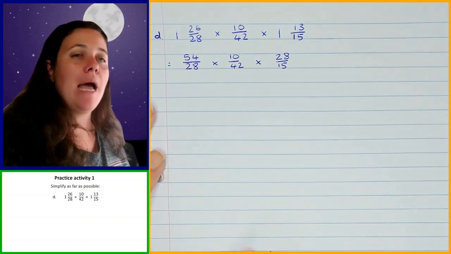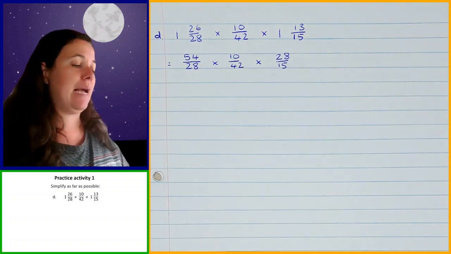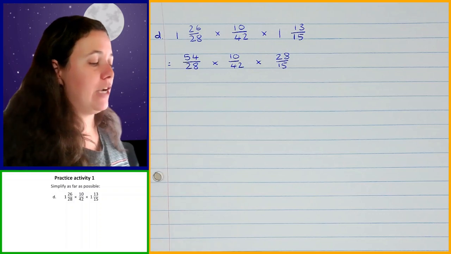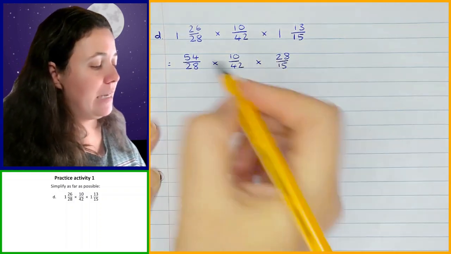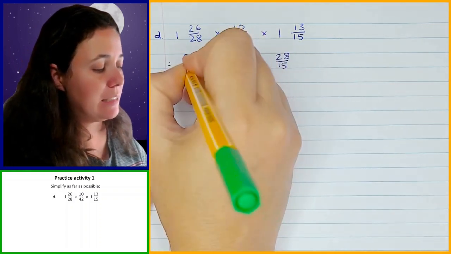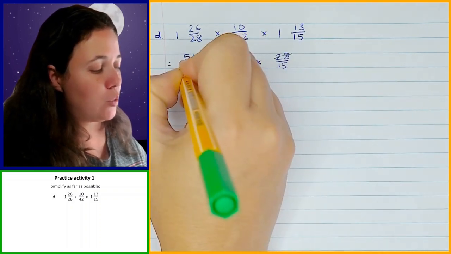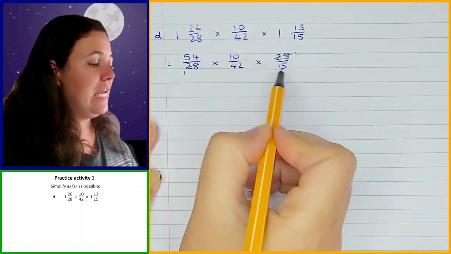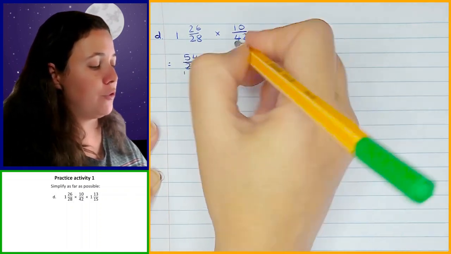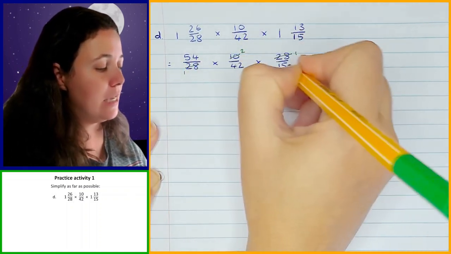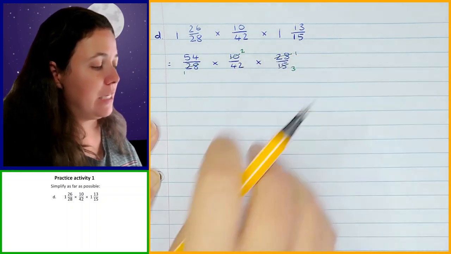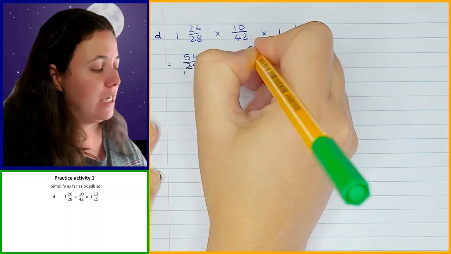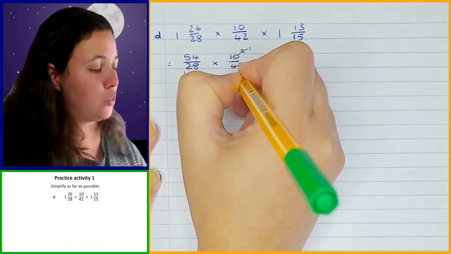Now I can go and I can simplify by cancelling out any common factors in the numerators and denominators of my fractions. So first, if I look over here, I can see I've got 28 there and 28 there. I can simplify those and divide both of them by 28, giving me 1 and 1. Okay, then I've got 10 and 15. 5 goes into both of them. 5 goes into 10 twice. 5 goes into 15 three times. Okay, then I've got 2 and 42. Let's just simplify that quickly. 2 goes in there once, 2 goes in there 21 times.